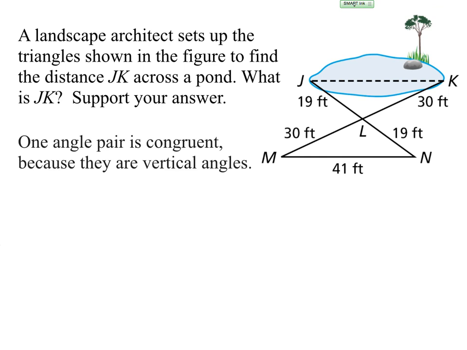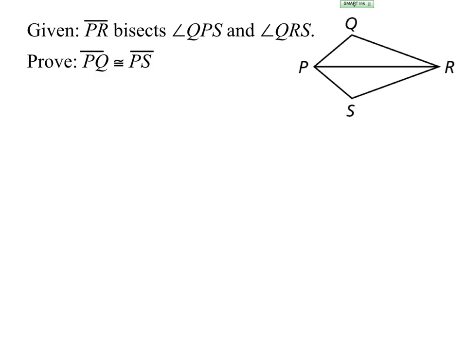Okay. So let's do an actual proof. You've got a lot of blank space on your paper. Yes, you do. There's the front and the back to it. Your setup. All right, so given the PR bisects those 2 angles, prove those segments are congruent. As you're writing it down, do you notice that what it says to prove is not 2 triangles congruent, like all the ones we've been doing recently? We're going to come up with segments congruent in the end.